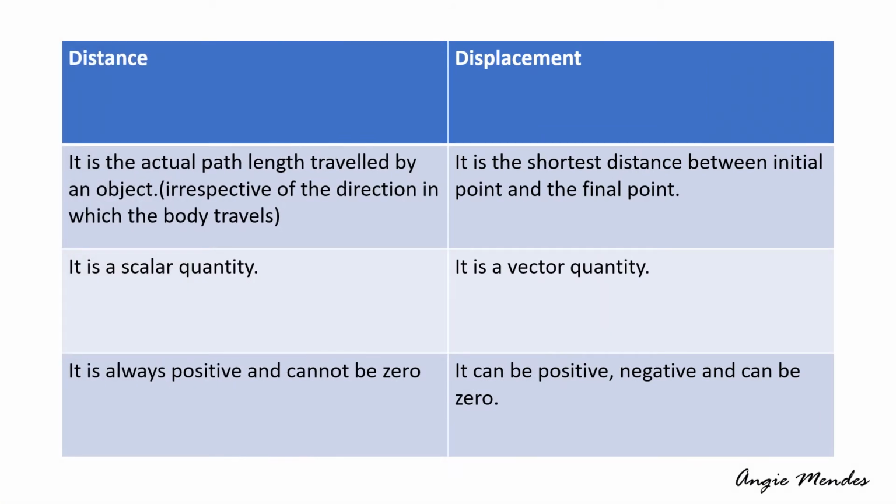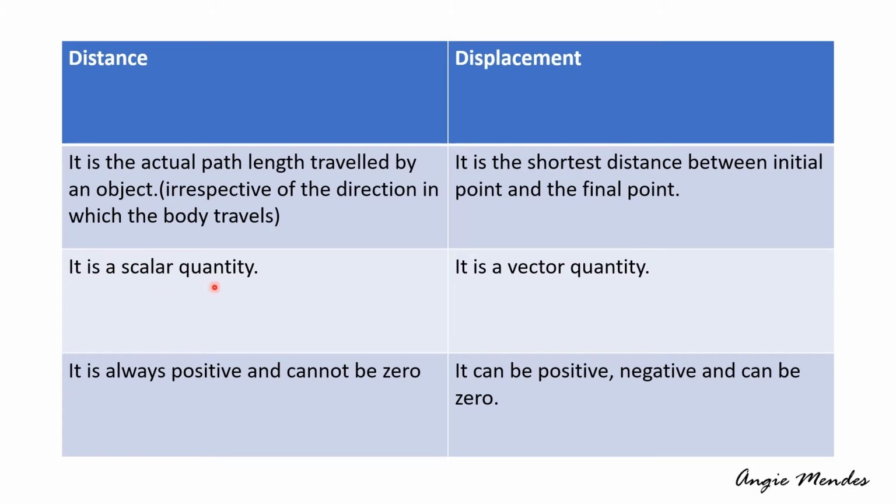Now that we have discussed what is distance and what is displacement, let us look at some points of difference between these two. Distance is the actual path or length traveled by an object irrespective of the direction in which the body travels, whereas displacement is the shortest distance between the initial point and the final point. Distance is a scalar quantity and displacement is a vector quantity.